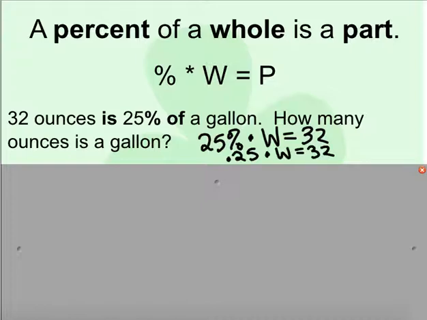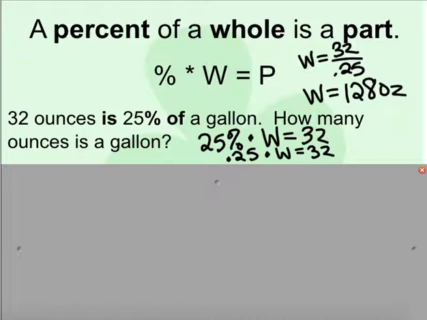So I'm going to divide by 0.25 on each side. So I'll write it up here. W equals 32 divided by 0.25, which shows us that W is 128 ounces. So a gallon is 128 ounces.